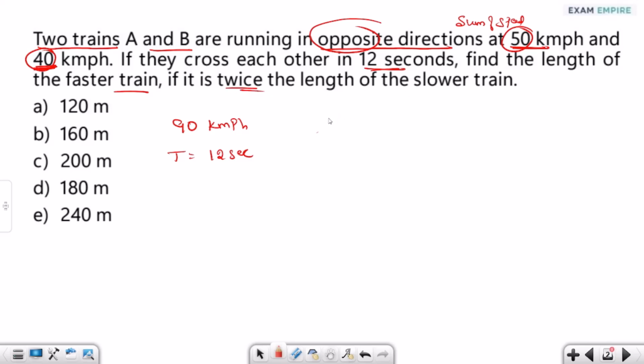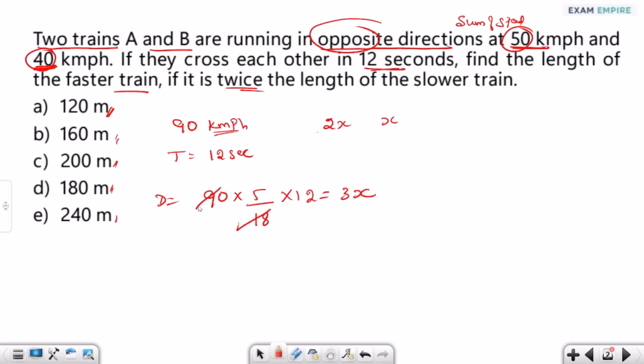If I take the length of the faster train as 2x, the length of the slower train will be x. And if you observe, they are asking for the length of the train in meters. What is the formula for distance? Speed into time. Here the speed is 90 in kilometers per hour. To convert kilometers per hour to meters per second, multiply by 5 by 18. And the time taken is 12, equal to the sum of the lengths of the trains. So 2x plus x will be 3x.